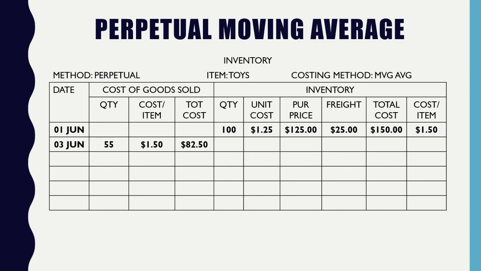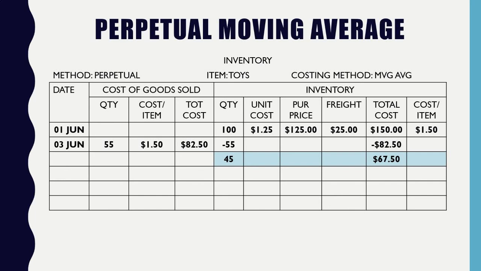So in this case, like we've seen before, I've calculated that I had $82.50 worth to sell 55 toys at $1.50. So once again, we're going to subtract it out, and then we're going to get a new cost here, because now I only have 45 items left and it's costing me $67.50, right?